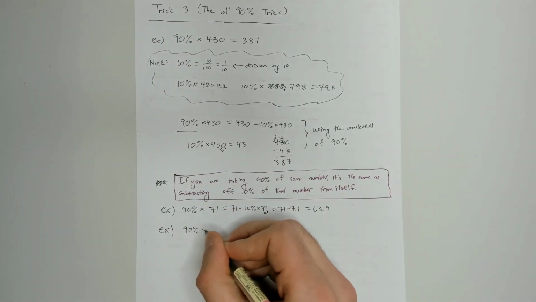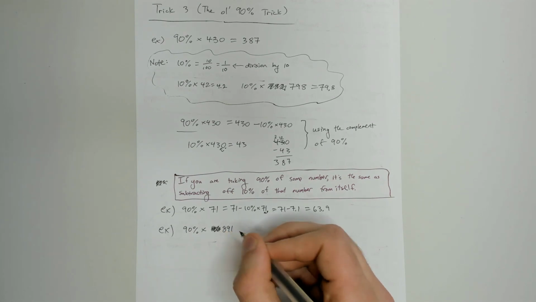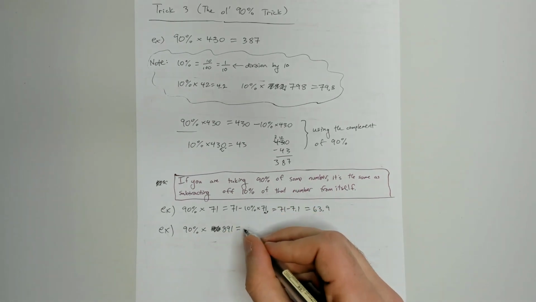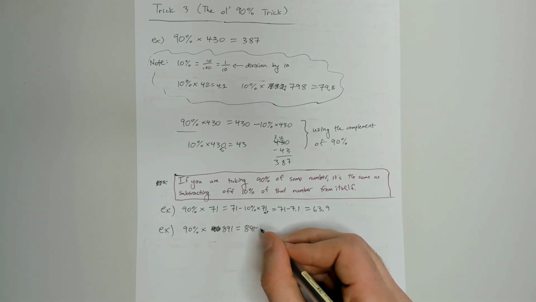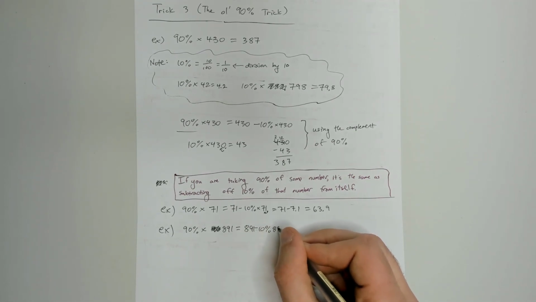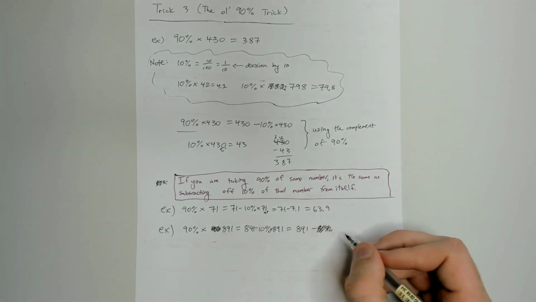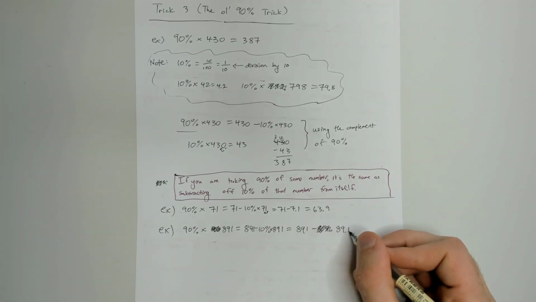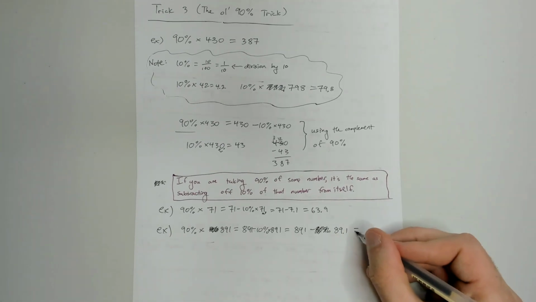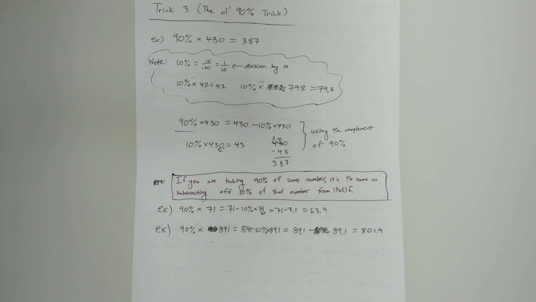What's 90% of 891? All right, so that's going to be the same thing as 891 minus 10% of itself. And 10% of 891 is just 89.1. So we're looking at 891 minus 89.1. And that should be 801.9. If you want some practice with this, just take 90% of any number and get used to practicing subtracting off 10% of itself, and you will be a master of the old 90% trick in no time.